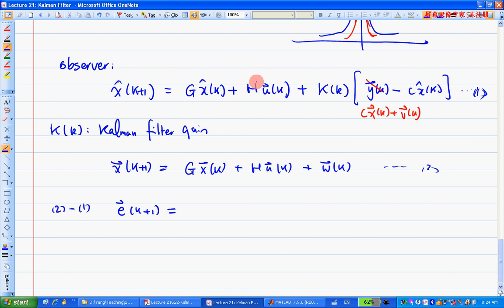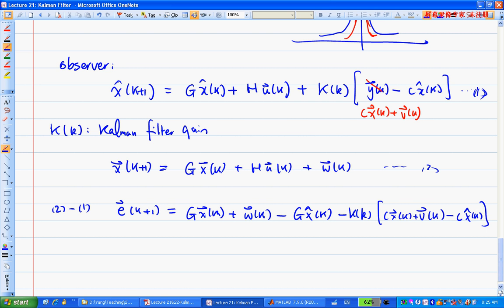What do we get if I subtract this? Apparently this h term and this one cancel each other. So we get g x of k minus g x hat of k, and minus K, the Kalman filter gain, times c x of k plus v of k minus c x hat of k. That's the estimation error. Apparently it's a noisy signal because of the w and the v here.